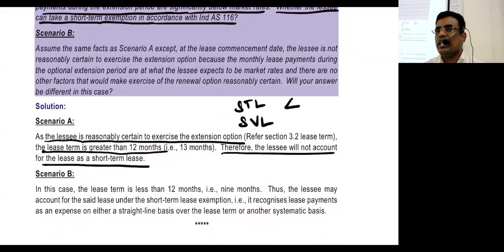Short-term lease means less than 12 months. Whatever it is, less than 12 months.